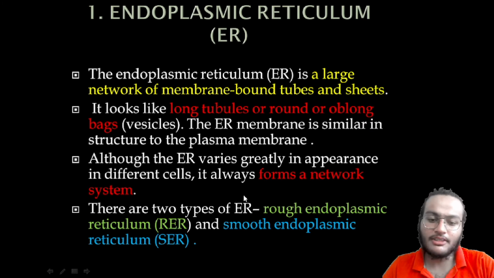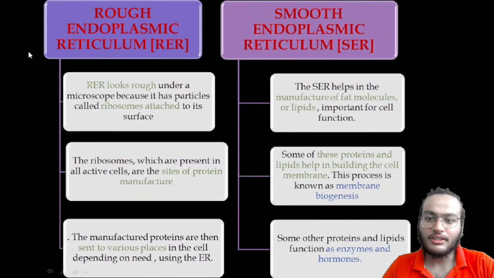Now, there are two types of ER, rough endoplasmic reticulum and smooth endoplasmic reticulum. Let us differentiate them. Rough endoplasmic reticulum looks rough under the microscope. Why? Because it has ribosomes attached. Now, what is the function of ribosomes? Ribosomes are the site of protein manufacture, and after the protein is manufactured, it is sent to various places inside the cell as well as outside the cell using the ER.